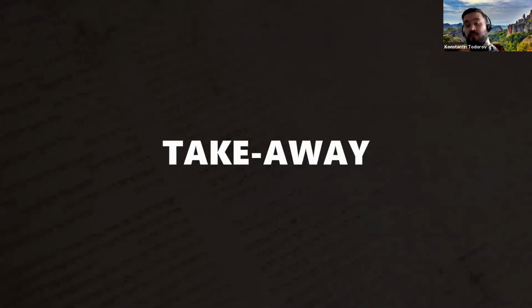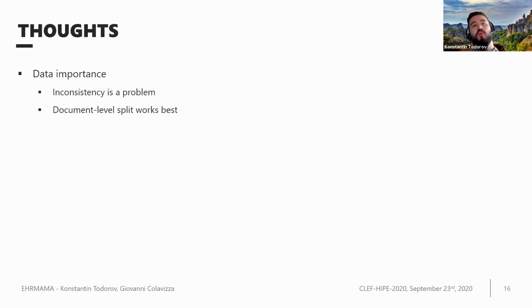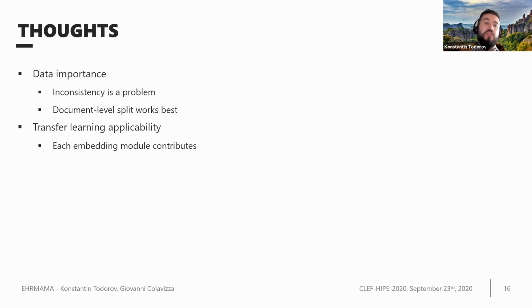And finally, some takeaway messages, some final thoughts that we discovered during our studies. Firstly, data importance. We saw that inconsistency is a problem. This is mostly visible for the English language, which, as you all know, didn't even have a training data set. We also saw that the document level split works best, so basically the sequences that are the longest and therefore have the most information work best. Then for transfer learning applicability, we saw that each of the embedding modules that we implemented contributes one way or another. They improve the results.